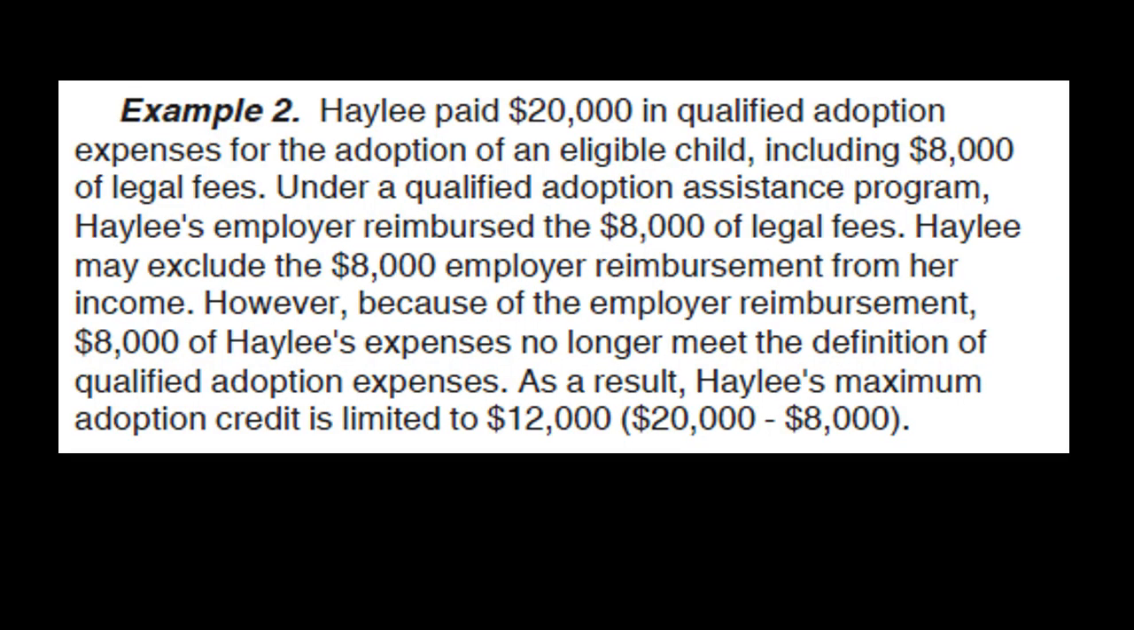Example 2. Haley paid $20,000 in qualified adoption expenses for the adoption of an eligible child, including $8,000 of legal fees. Under the qualified adoption assistance program, Haley's employer reimbursed the $8,000 of legal fees. Haley may exclude the $8,000 employer reimbursed from her income. However, because of the employer reimbursement, $8,000 of Haley's expenses no longer meet the definition of qualified adoption expenses. As a result, Haley's maximum adoption credit is limited to $12,000, which is the $20,000 minus the $8,000.